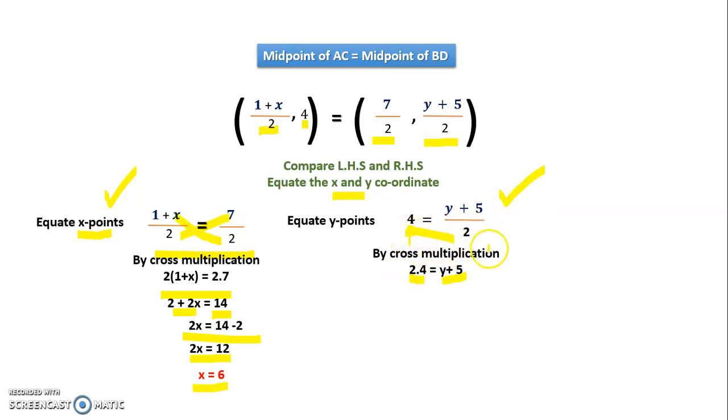So that is y plus 5 into 1 is 1, y plus 5. Then 8 equal to y plus 5. Then after transposing the terms, just interchange the term here. Whatever alphabet we are going to find out should be in the LHS. So next, y equal to 8 minus 5, so that is y equal to 3.